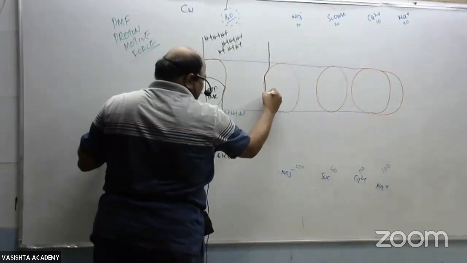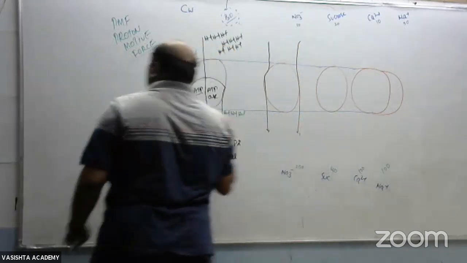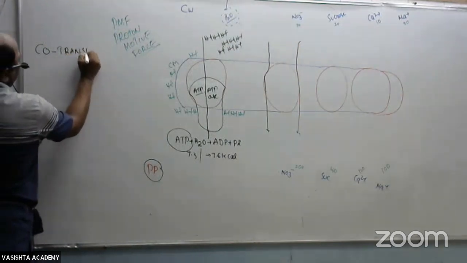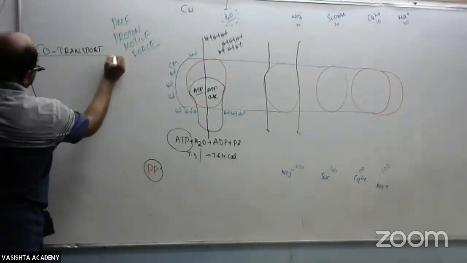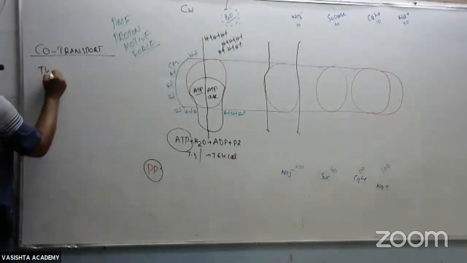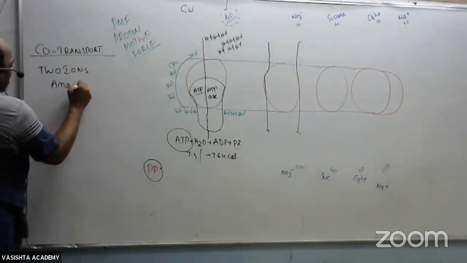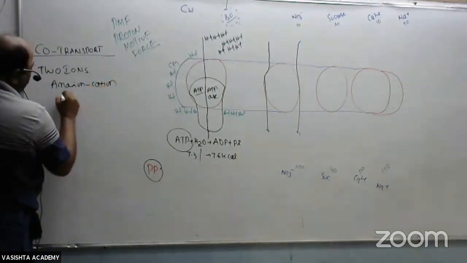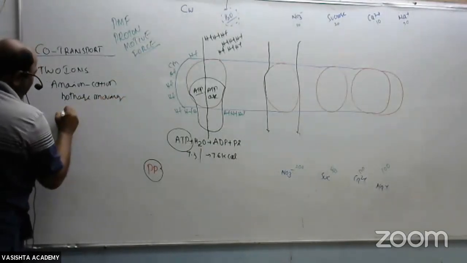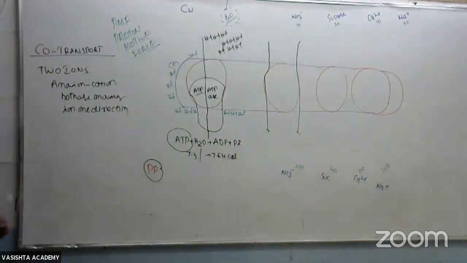Okay. Now the next topic is co-transport. The name itself indicates transport with another co-passenger. That is called co-transport. Now here two ions, an anion as well as a cation, are both moving in one direction.